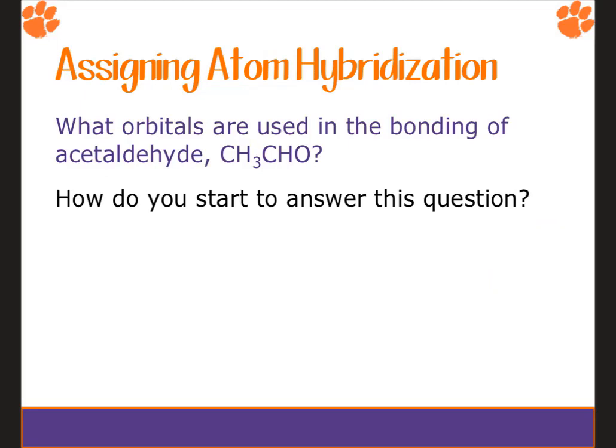Okay, so we've talked a lot about this, but how in the world is this going to look as a problem? So here's one, and we're going to talk through it in steps. So keep these steps in mind when you're presented with a problem like this. So the question is, what orbitals are used in the bonding of acetaldehyde, which has the formula of CH3CHO? So how in the world do you start this? All right, so think about this for a minute, and then we'll talk through it together.